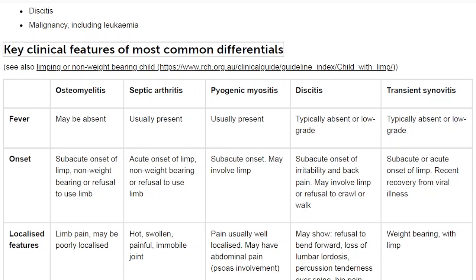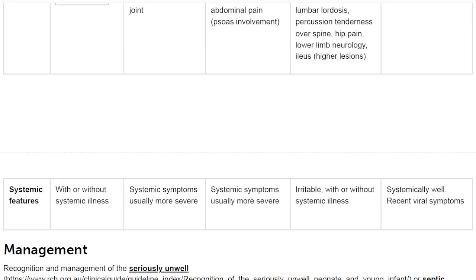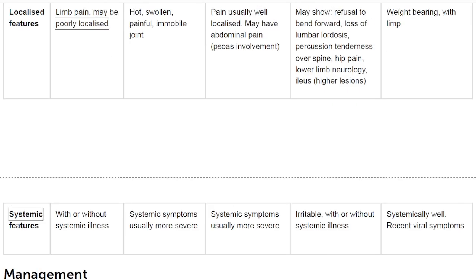Key clinical features of most common differentials. Osteomyelitis. Fever may be absent. Onset: subacute onset of limp, non-weight bearing or refusal to use limb. Localized features: limb pain, may be poorly localized. Systemic features: with or without systemic illness.